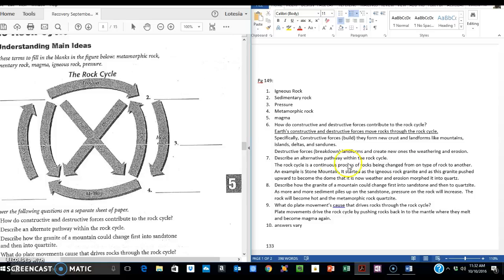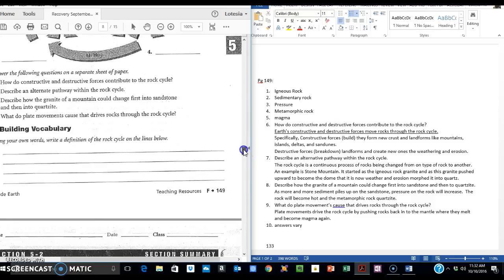The example that was provided in the reading passage is Stone Mountain. Originally, Stone Mountain was a type of granite rock that was pushed upward. The granite formed underneath the earth, and as it pushed upward out of the earth's crust, the weathering and erosion that it went through caused it to become quartz, which is the bulk of its formation now.